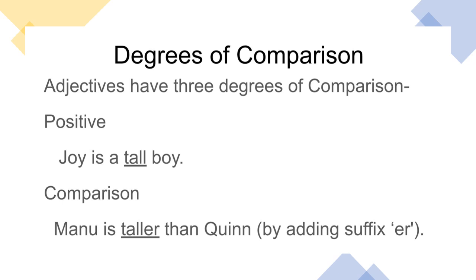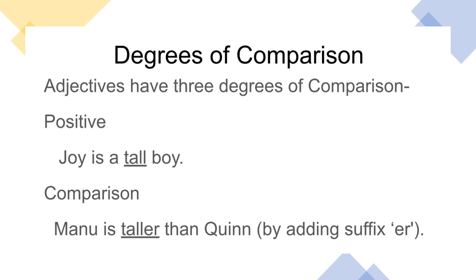And the second one we have comparative. Manu is taller than Queen. In this sentence, we see that the comparison is going on between one object and the other object. Manu is taller than Queen, by adding the suffix er to the word tall.